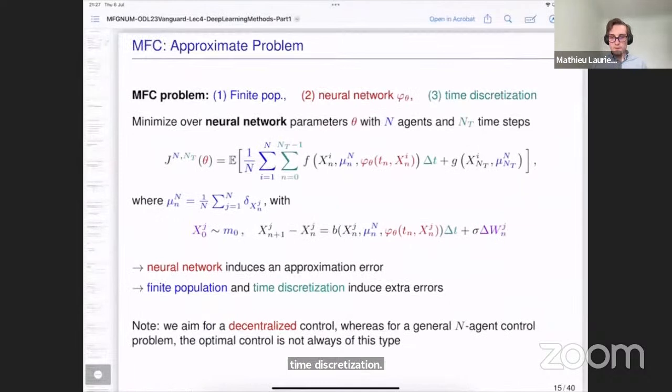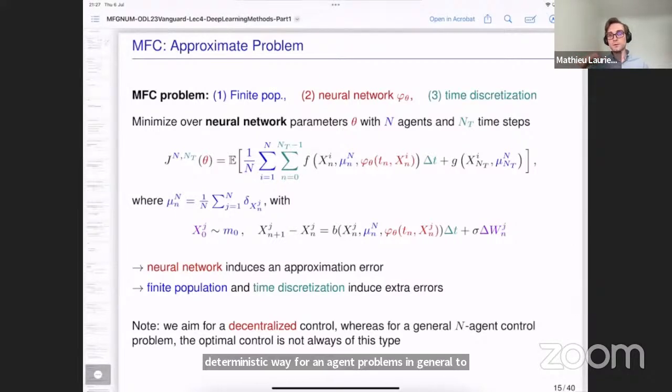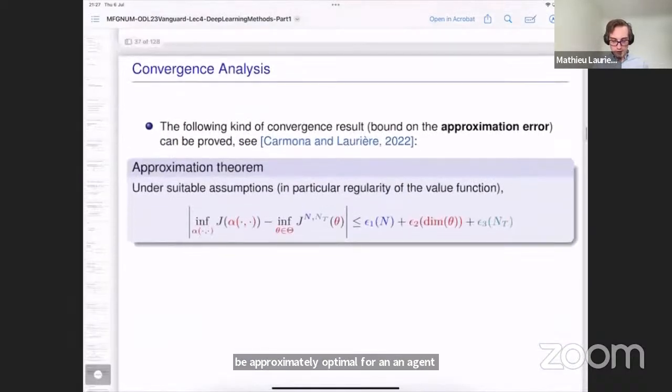Again, here we stick to decentralized controls because that's what we expect to have in the MFC problem. In the MFC problem, we really don't need to let the control depend on the distribution because the distribution evolves in a deterministic way. For n-agent problems, in general, to be really optimal, you would need to consider controls depending on the state of everyone. But here we use decentralized control, and so it will be approximately optimal for an n-agent problem.